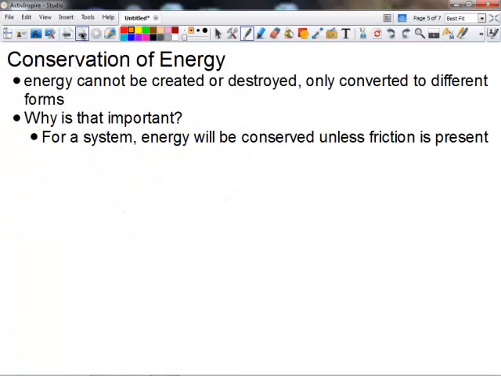Energy cannot be created or destroyed, only converted to different forms. You've probably been hearing that since you were in elementary school. Why is that important though? And for our purposes, for a system, energy will be conserved unless friction is present. So we can set up a relationship that says that the amount of mechanical energy in a system initially is equal to the amount of mechanical energy that will be present after some change, plus whatever is lost due to thermal energy.